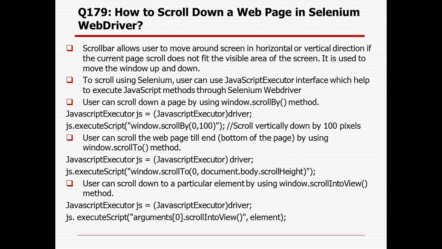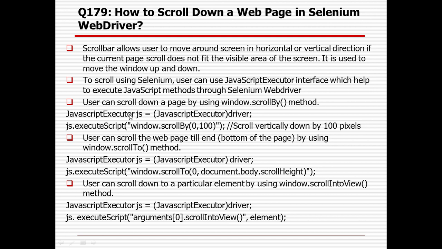To scroll using Selenium, the user needs to use the JavaScriptExecutor interface, which helps to execute JavaScript methods through Selenium WebDriver. There are three alternate ways through which you can scroll down a web page. One is to scroll down a page by using the window.scrollBy method, through which you can scroll vertically down by some pixels. For that you need to use the JavaScriptExecutor. As JavaScriptExecutor is an interface, you can't directly create an object or instance. You simply need to typecast the driver, that is the WebDriver reference.